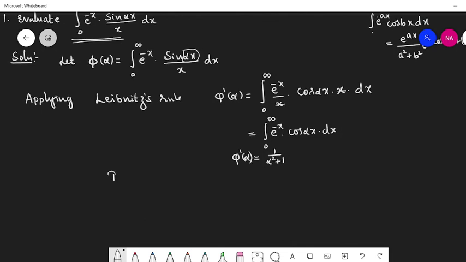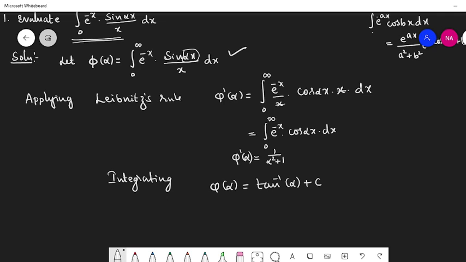Now, actually I want the value of this integral, which is nothing but phi of alpha. So from this phi dash of alpha I should get phi of alpha, so we need to integrate this. So integrating we get phi of alpha to be tan inverse of alpha plus c. This c is the constant of integration.